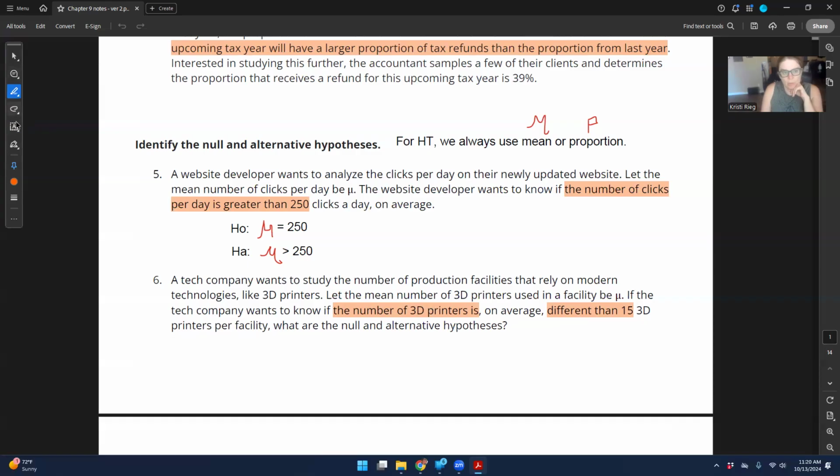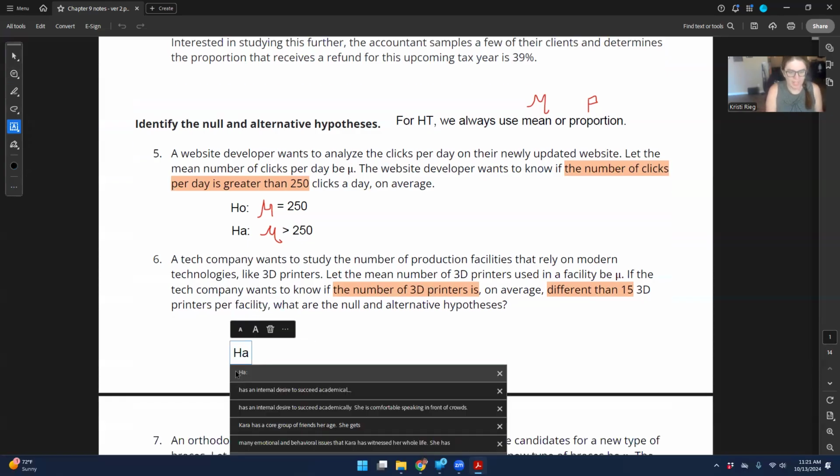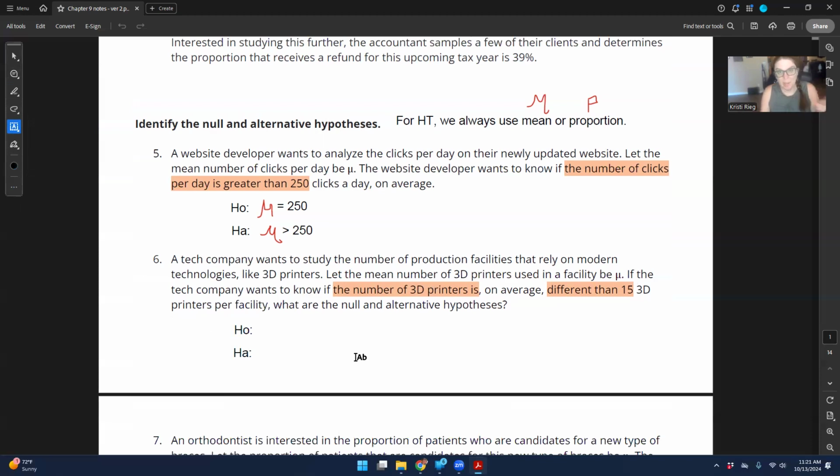Okay, so the reason I'm highlighting the claim is because it helps us set up our null and our alternative, but it also is going to be used at the end of these problems. We're going to be writing out the answer with these claims in them. So I like to highlight them at the beginning so that I remember what's going on.